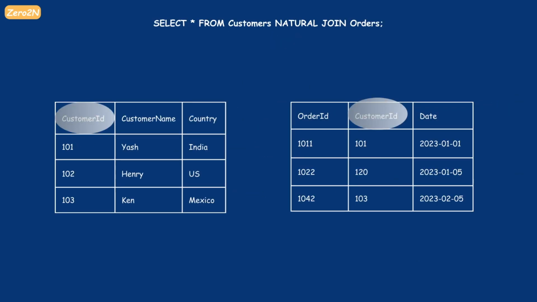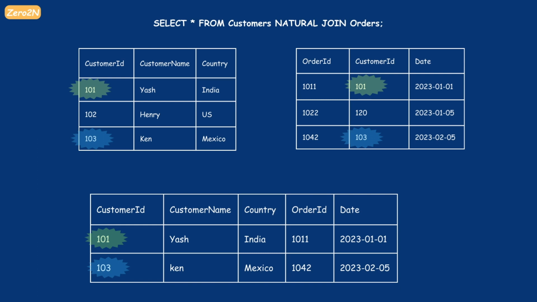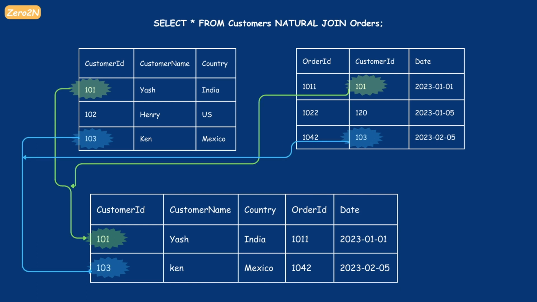Now let's take an example to understand natural join. So these are the two tables with customer ID present in both the tables that will serve as a common attribute between the two tables. So the rows having same value of customer ID in both the tables will be added into the final resultant relation.